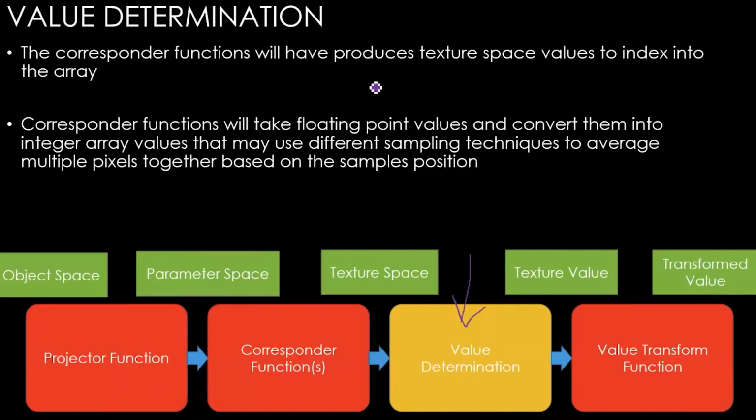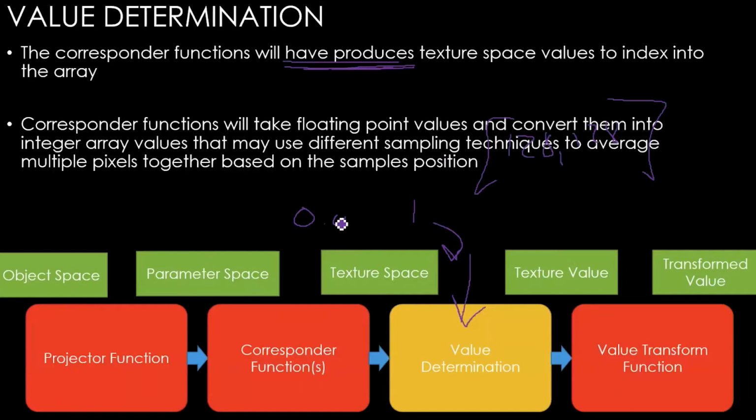The corresponder function will have... Well, I need to double check myself, don't I? The idea here is that we need to convert these values. I said that they're typically between 0 and 1, right? So we need to convert a floating point value into an actual index into an array. So an image, if it's 128 by 128 pixels, right? That's a two-dimensional array. You need to convert that over into an integer value. So this process here, value determination, is taking that and converting it to an index value.